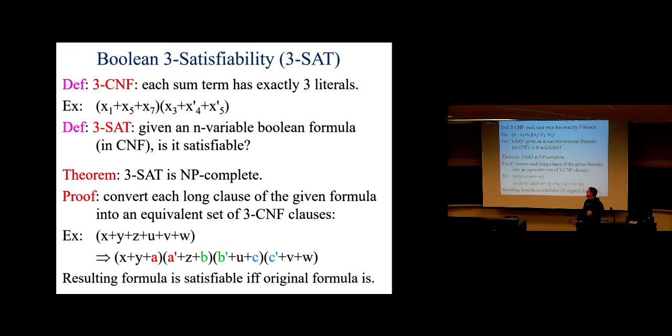Yeah. So the formula we have originally has arbitrary numbers of variables and negations of variables per clause. But the new problem that we're trying to solve has only 3 per clause max. In fact, it has exactly 3 Boolean variables or their negations per clause.